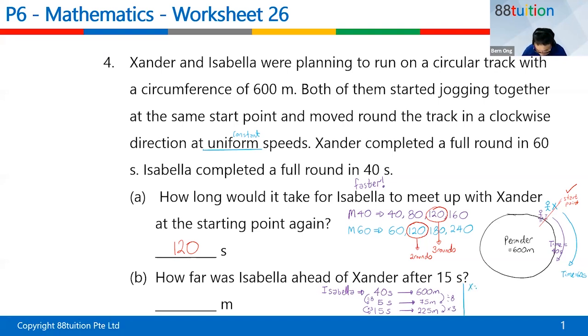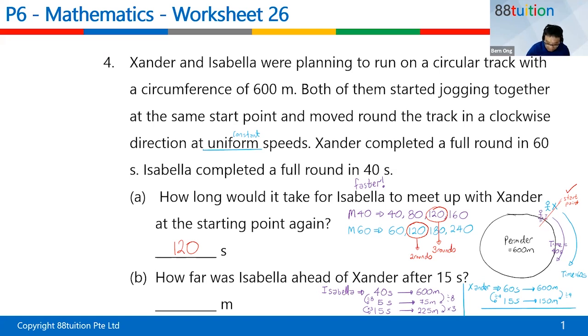All right, so Xander, the same thing. What do we know about Xander? Xander took 60 seconds to cover the 600 meters. All right. How about in 15 seconds? Down here, use the rate again. 60 divided by 4 is 15. 600 divided by 4 will give you 150. Okay, so our dear Xander only covers 150 meters in 15 seconds.